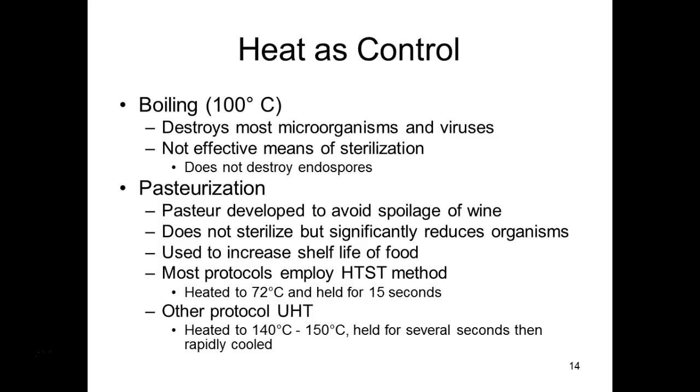So whatever it is, whether using steam or if it's a liquid, it's heated to 72 degrees Celsius and held for 15 seconds. This is typically how things are pasteurized, and lots of things other than milk are pasteurized, like juices, again to increase shelf life. Another protocol is ultra high heat. So it's heated to 140 to 150 degrees Celsius and held for a few seconds and then rapidly cooled.